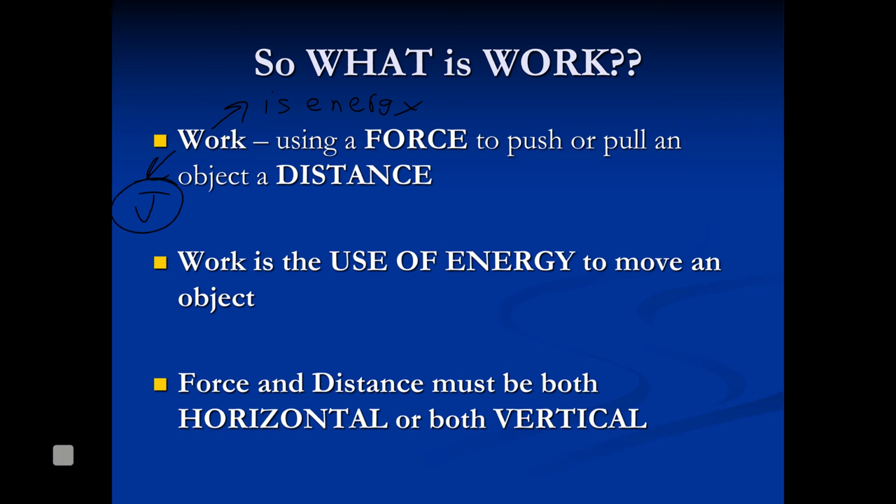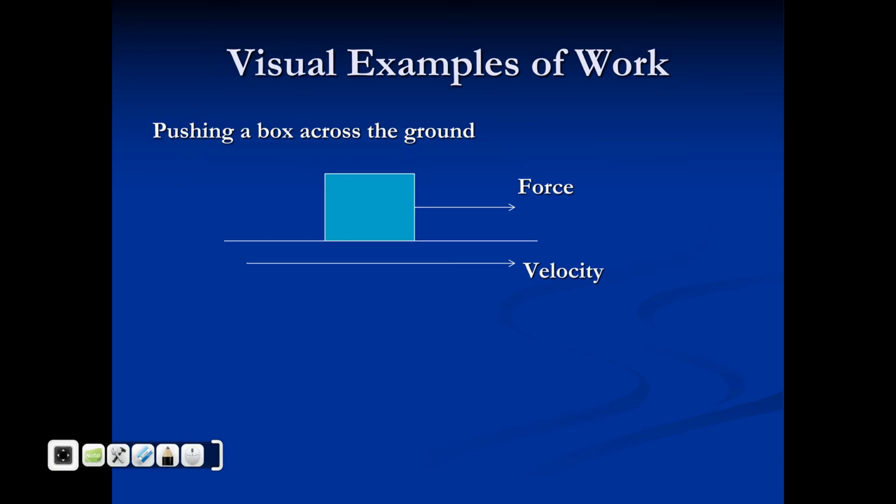In order for work to be done, the force and distance must both be horizontal together or vertical together. So they have to be basically in the same plane. They don't have to be in the same direction, but if they're both vertical, up and down, or left and right, horizontal, work is going to be done. So one of the first things we're trying to figure out is, how do I know that work is even done? And that can be tricky.